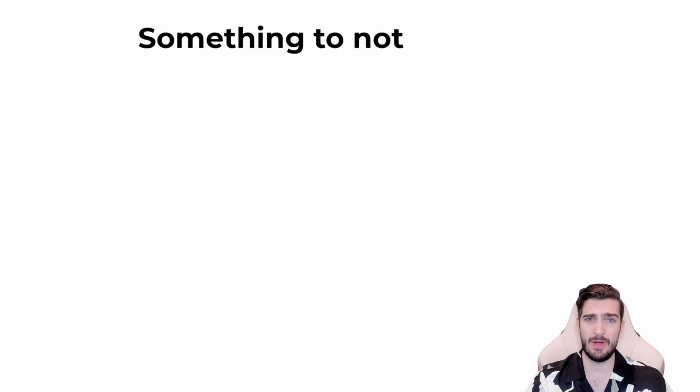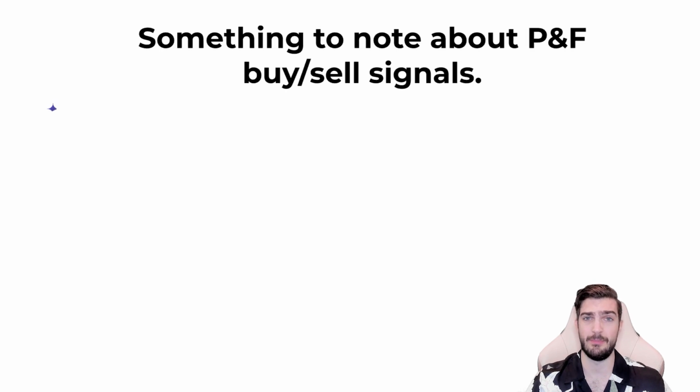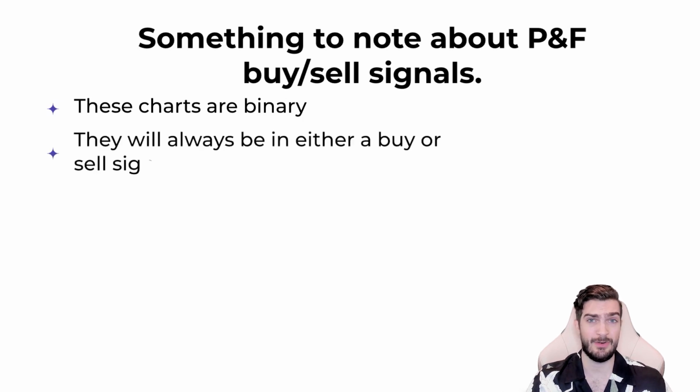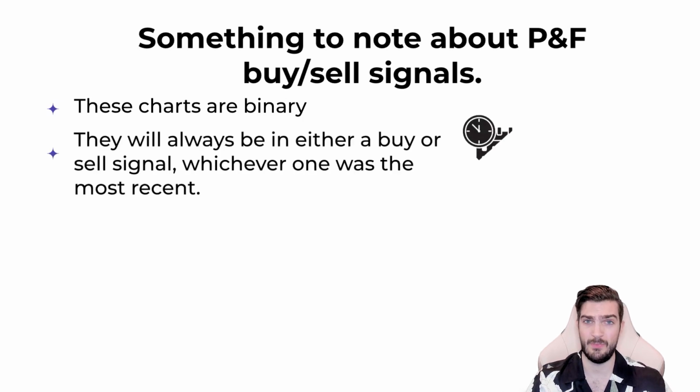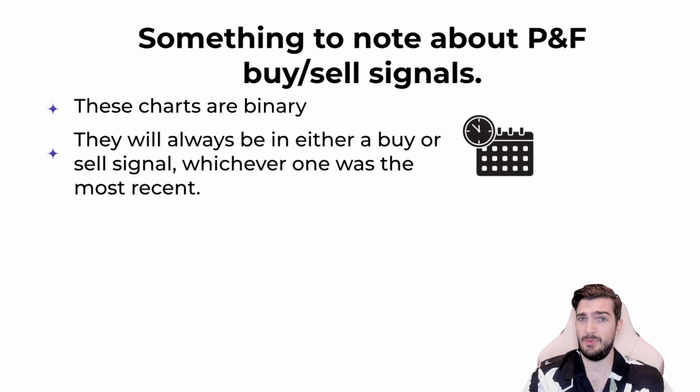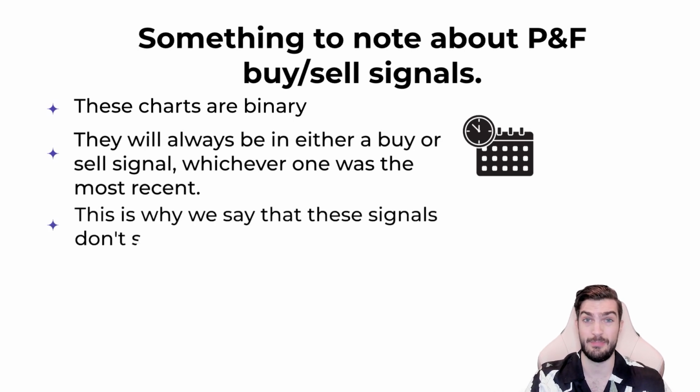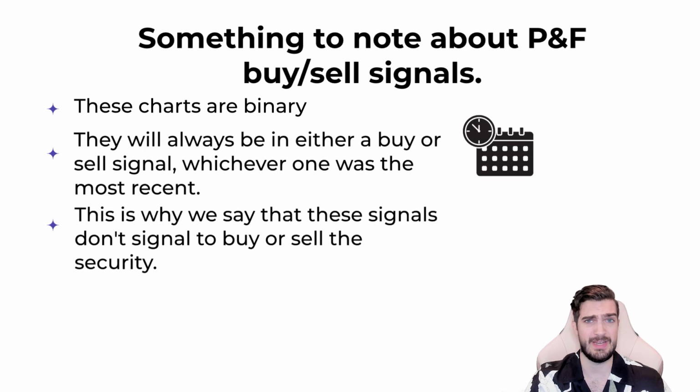Now, there is one weird thing when it comes to point and figure buy and sell signals, and it's that these charts are binary. They will either be in a buy signal or a sell signal, whichever was the most recent one. While this might seem a little weird, and in fact defends why before I mentioned that we should not be treating these point and figure buy and sell signals like recommendations to buy or sell that security, it actually does work in our favor.